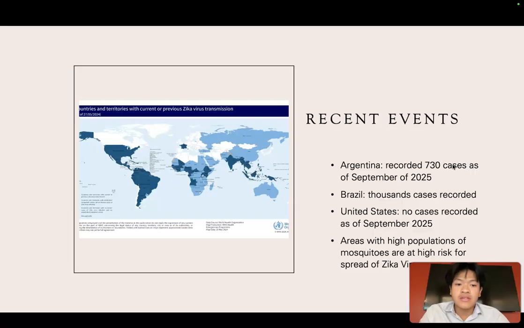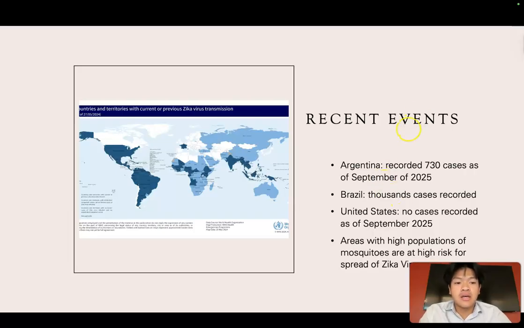So some recent events here that I did want to include as well. This image doesn't really depict these recent events, but it shows you the densely populated areas where Zika virus does infect the environment. So here, I have Argentina recorded 730 cases as of September of 2025. And all this data is actually since 2018, so it's 2018 to September of this year.